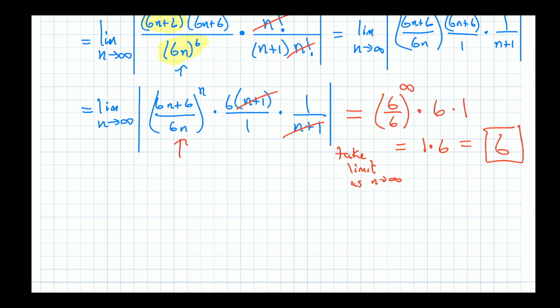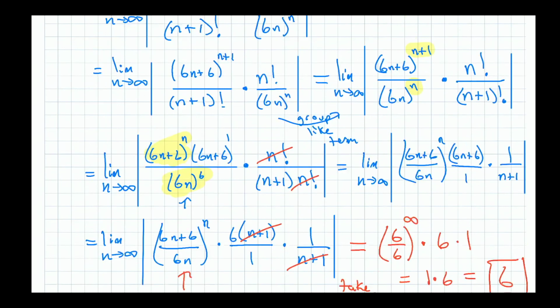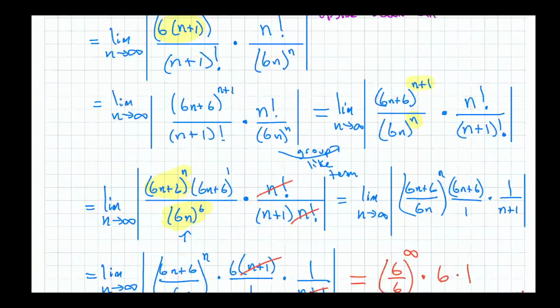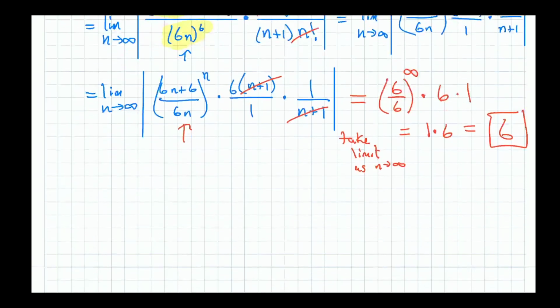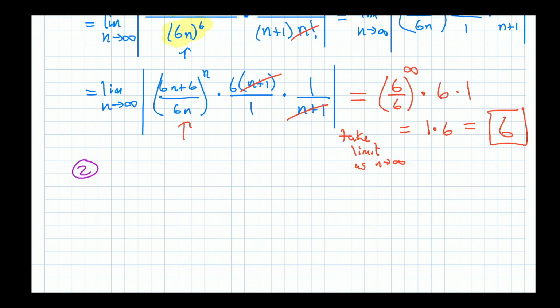Okay? So then what are we going to do? We are going to make our conclusion. We're just going to say L is 6, which is bigger than 1. If 6 is bigger than 1, then the series diverges.